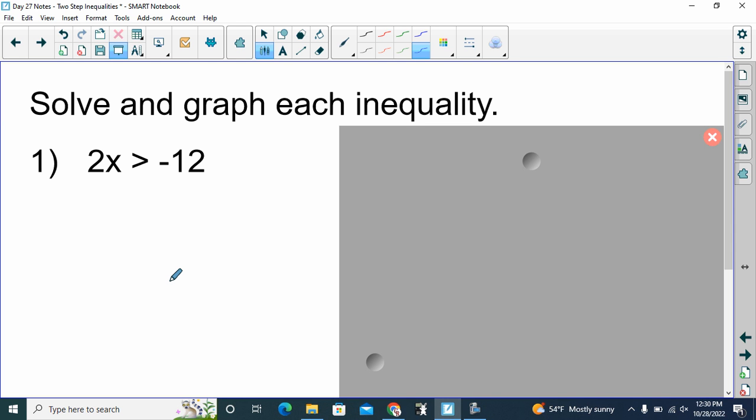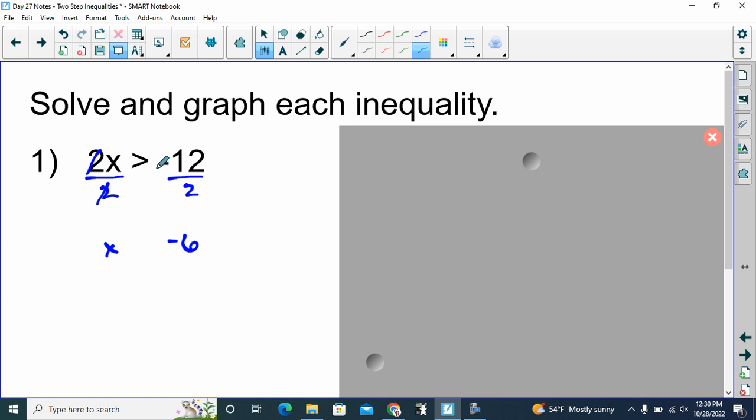That means 2 times x, so we need to cancel out that multiplication. We cancel multiplication with division. We are going to divide both sides by 2. Negative 12 divided by 2 gives me negative 6. And then the question is, should we flip our inequality or not?